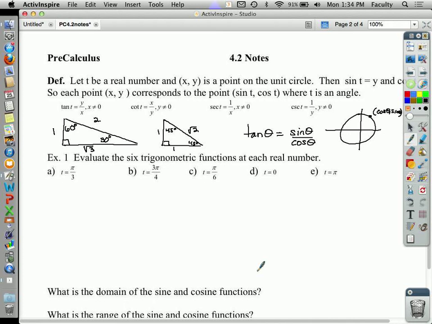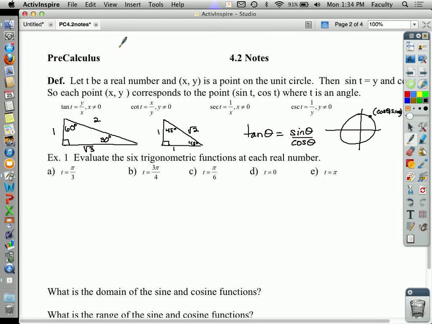So let's look at example 1, and I apologize that it did not give you nearly enough room here. So just know that you're going to want to try to write as small as you can. Oh, something else. It says evaluate the 6 trigonometric functions. Well, we've only talked about sine, cosine, and tangent.